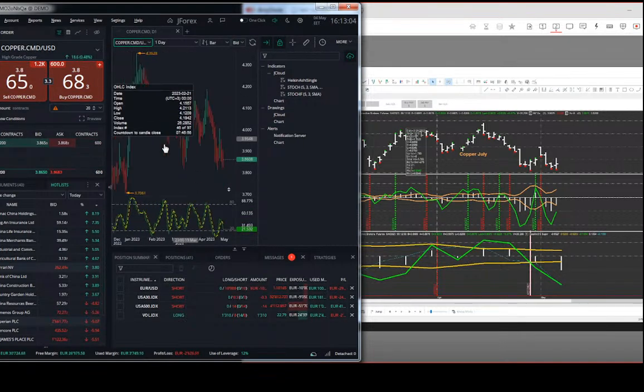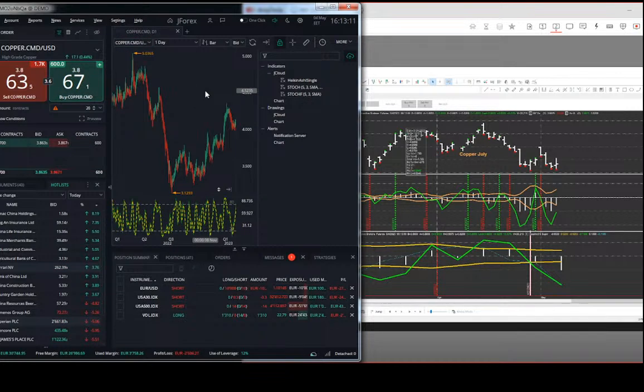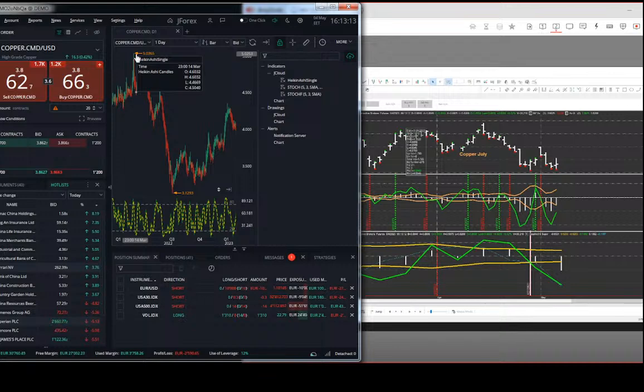And copper at one point was trading up in the 5s. You see there's 4.60. There is $5. So you can see back in March of 22, I think that's what it is, March of 22, it was up $5 before the economy rolled over totally and inflation.